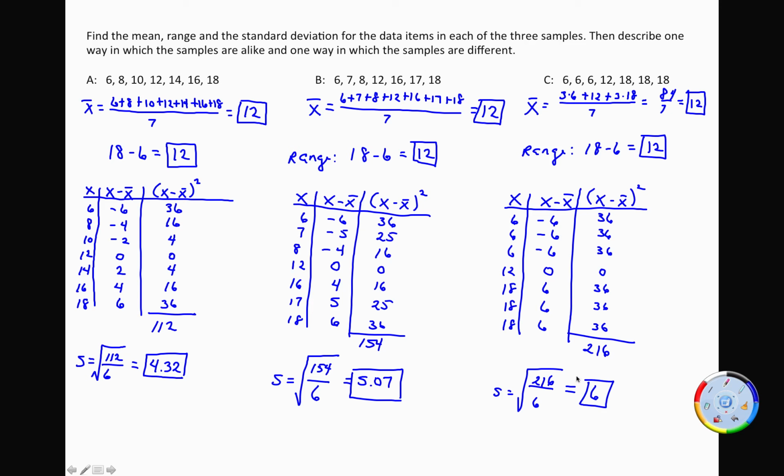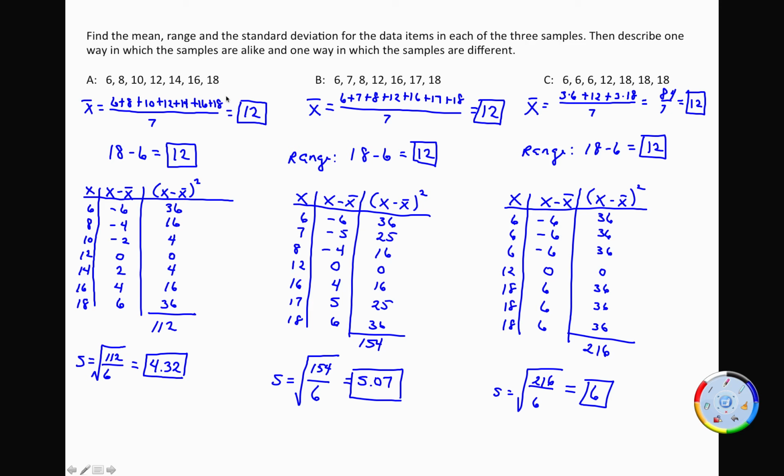Okay, now it has asked me to describe one way in which the samples are alike. Well, they all have the same mean, or they all have the same range. And one way in which the samples are different. They have different standard deviations.